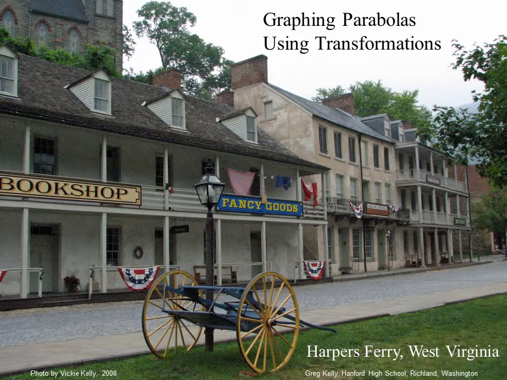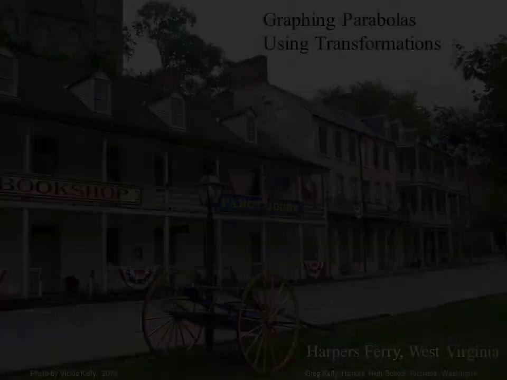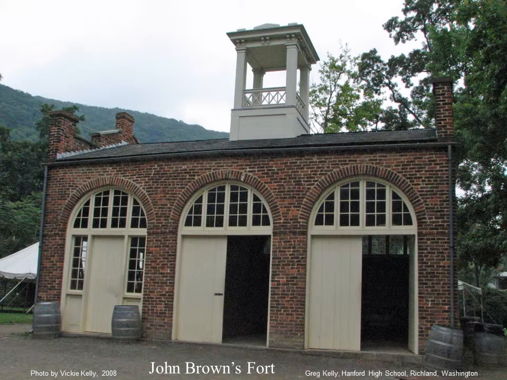This is Harper's Ferry, West Virginia. This building in Harper's Ferry is known as John Brown's Fort. It was actually a fire station where, prior to the Civil War, John Brown and his men holed up and were captured after their raid on the armory at Harper's Ferry.